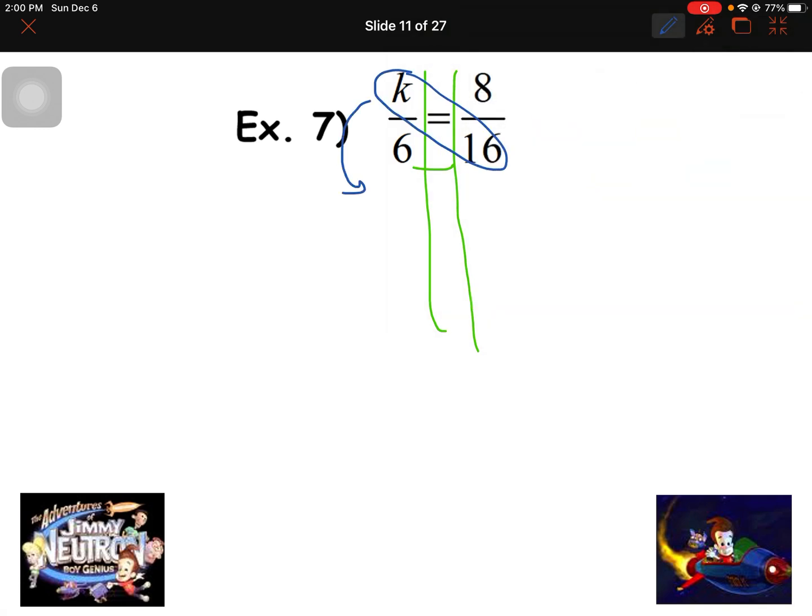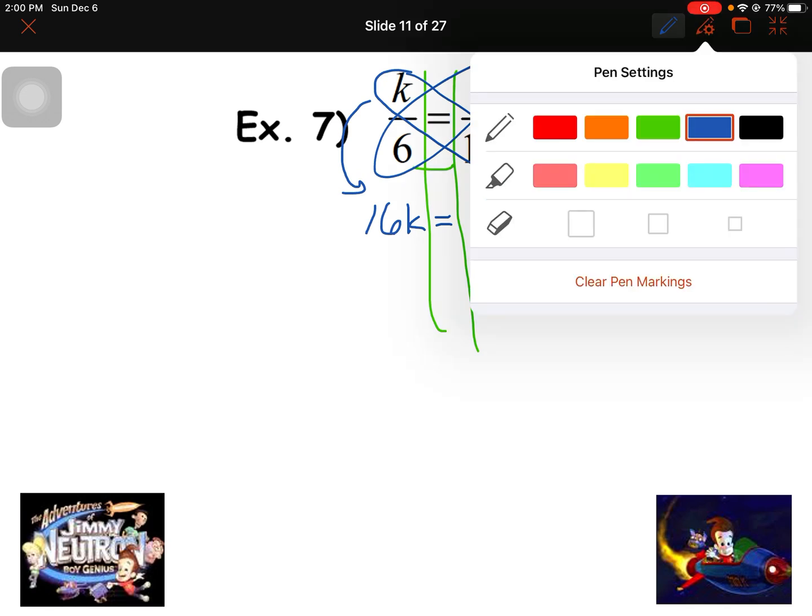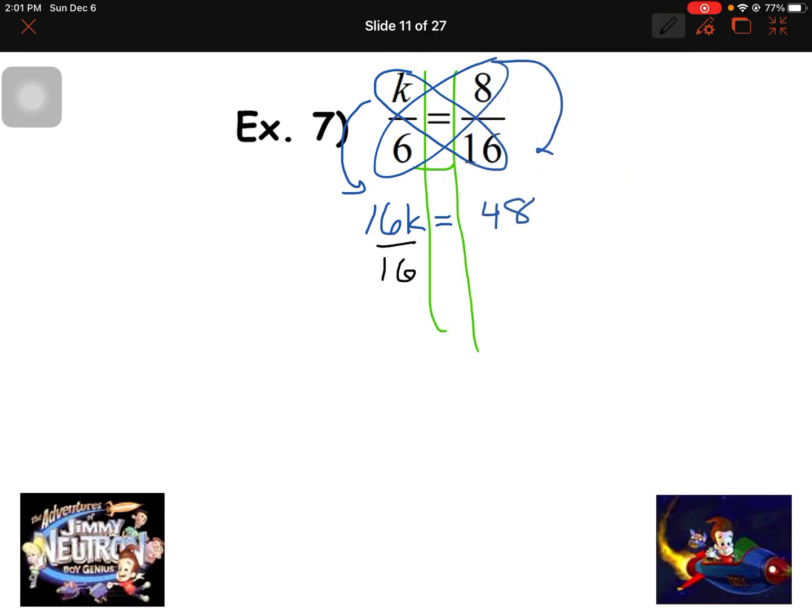So in this loop, we have 16k, and in this loop, we have 48. I'm going to divide both sides by 16. And what you have to understand is it's not always going to work out to be some nice pretty number. And so you get k equals 3 this time.